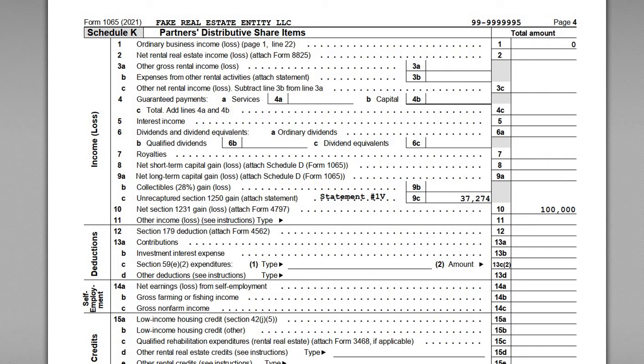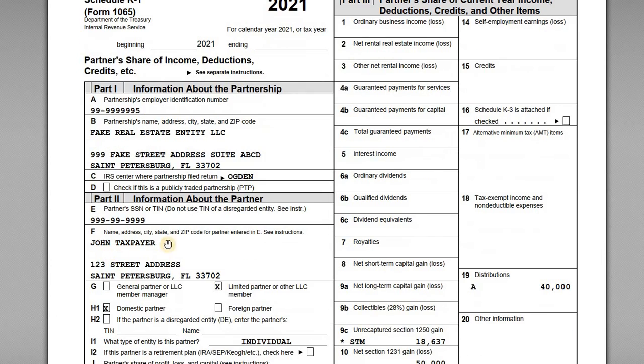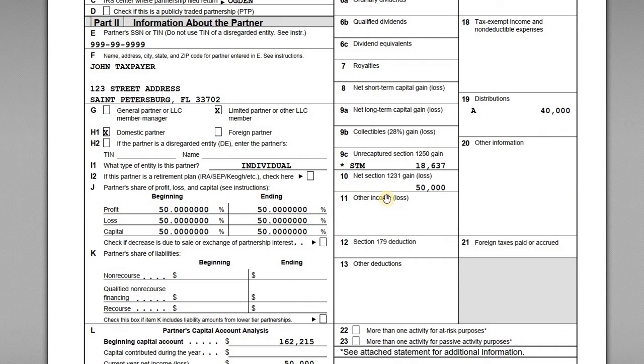Now, if we go look at the K1s, let's look at one K1 for John, and let's see how these numbers ultimately flow through to him. So we've got John's K1 here. Remember, he's a 50% partner. So on line 9C and 10, we could see his allocation of the net 1231 gain is 50K, right? And then his portion of that 50K, that is the unrecaptured section 1250 gain, is 18,673, all right? And then Jane's going to have a K1 that shows exactly the same amounts.